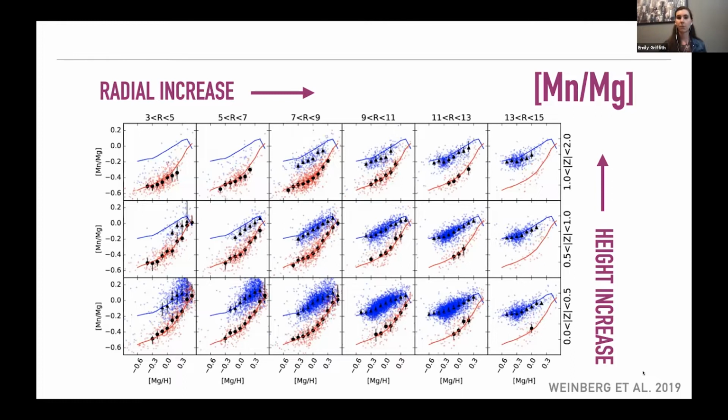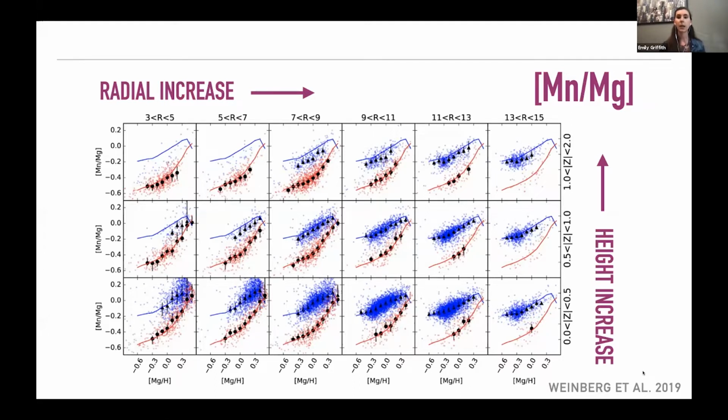And so this is an example of one of the Hayden-like diagrams from their paper, looking at magnesium on manganese. And so we have different bins of increasing radius to the right and increasing height as we move up in this plot. The blue stars are the high 1a stars and the red are the low 1a. And the solid lines in each panel are the same, and those represent the median abundance trends for the entire disk's high 1a and low 1a populations. Within each individual cell, there's the black points, which are the medians for only the low 1a and high 1a stars that are in those bins.